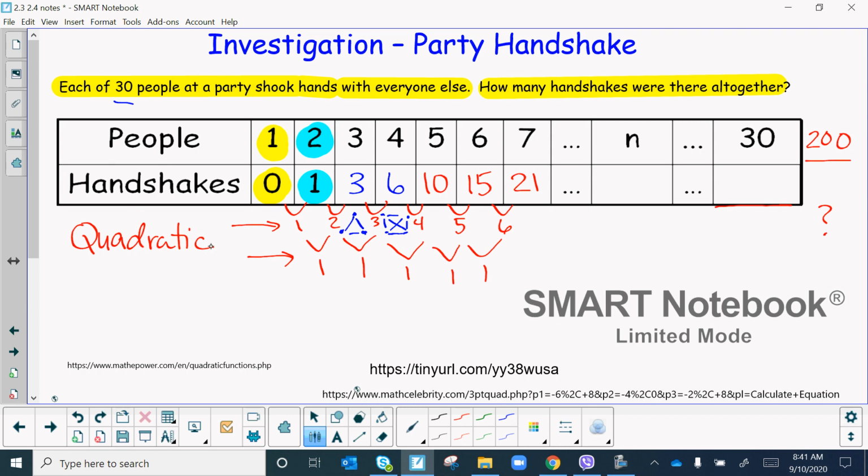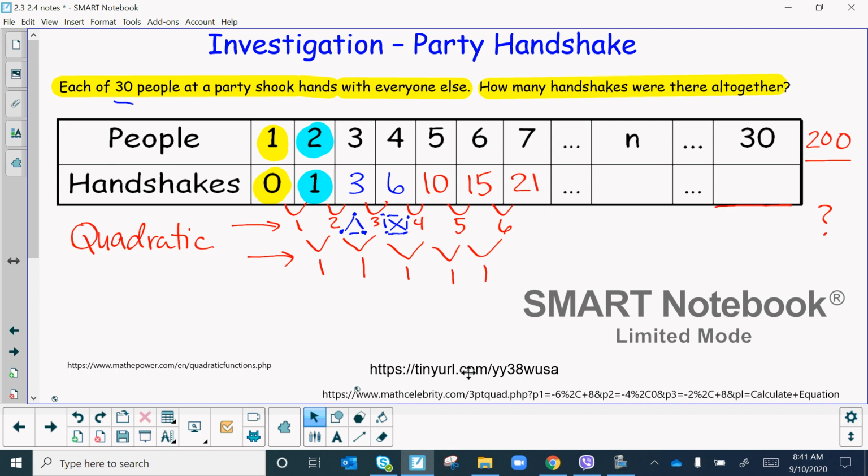And so how can we use this quadratic formula to figure out the rule or the nth term for this particular pattern? If you were in class, we'd use our Inspire to plug in this table and it would make the quadratic regression. But since you do not have a calculator, we found these two sites. This one down here is called Math Power, and that's one site that you can use. And then there's also Math Celebrity.